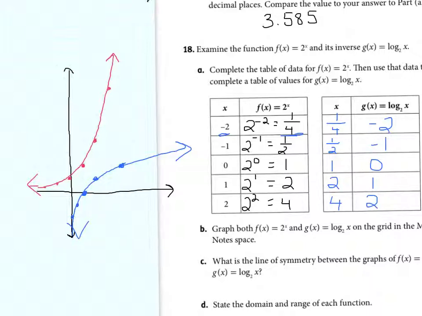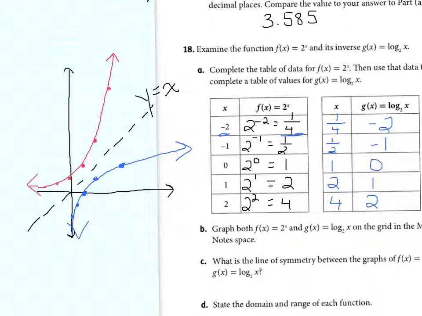Now notice we have that line of symmetry that we've talked about before. Right in between them, we could draw in, if I could draw a straight line, a line of symmetry. And that's the line y equals x. A function and its inverse will always be symmetrical about that line. Let's see what else we know about this.